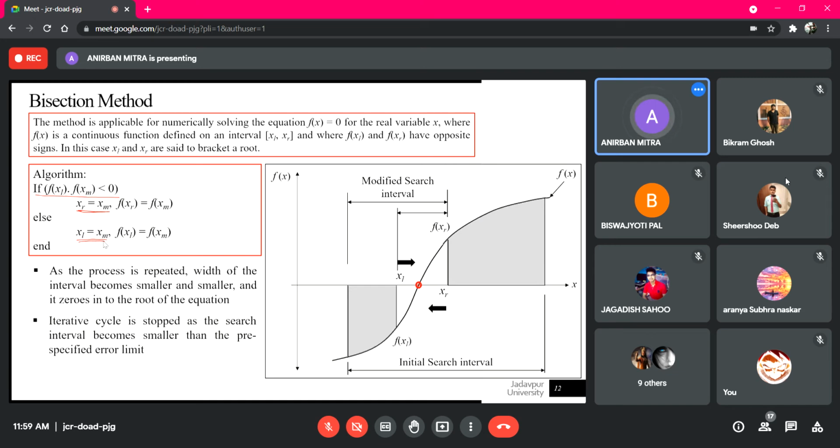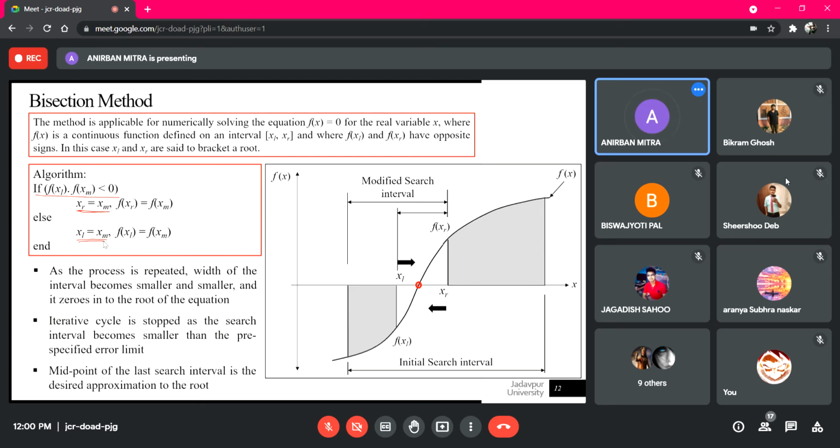When do we stop this? When the search interval becomes smaller than the pre-specified error limit. So obviously we have to keep track of the error as well. We'll check the error at the end of each iteration. If it is above the pre-specified tolerance, then we repeat the procedure again. And if it is smaller than the pre-specified tolerance, then we have reached our termination criteria and we will stop the iterations.